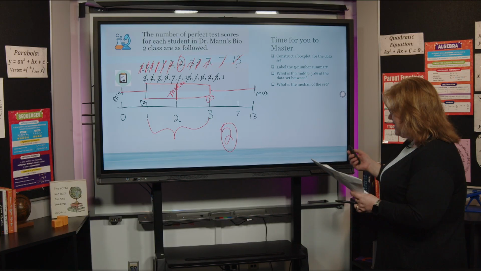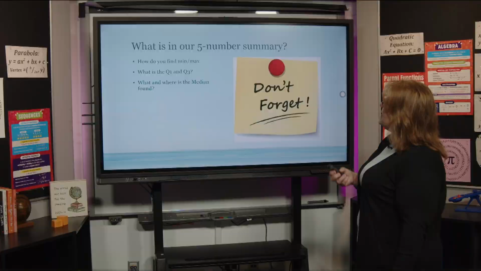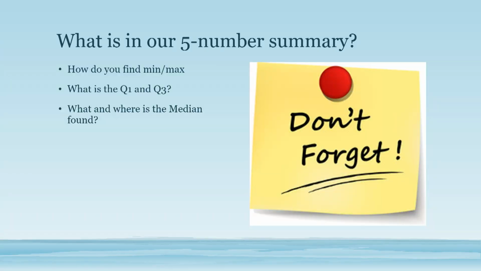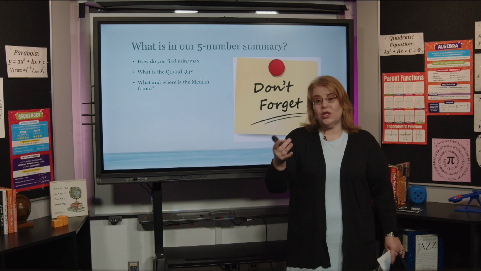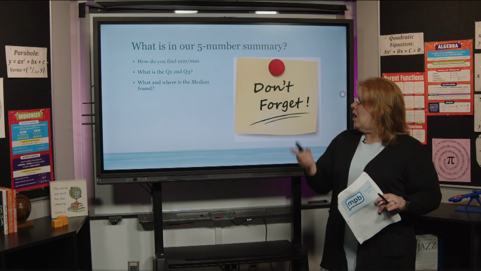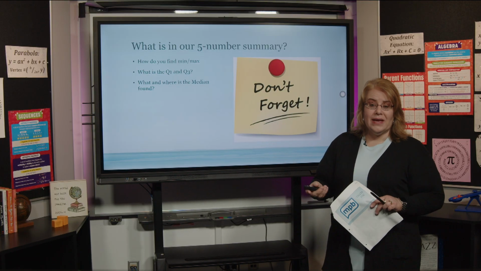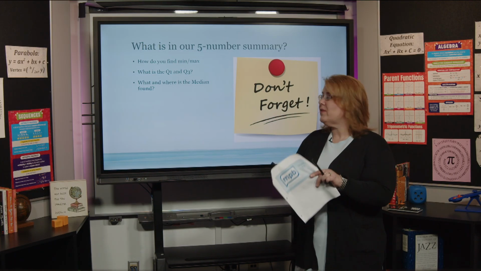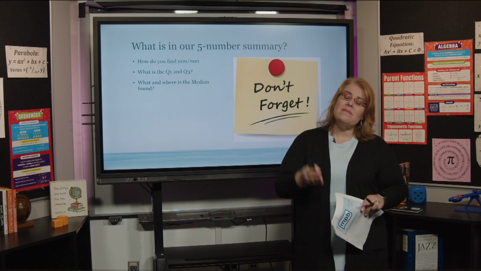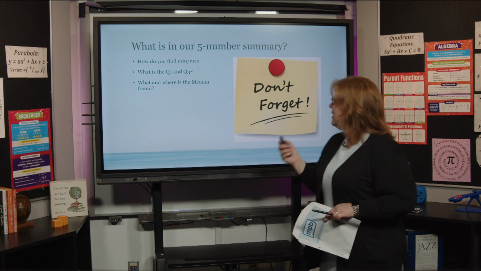All right, so let's see. What is our 5-number summary and how do we find that? How do we find that min and max? What is that Q1 and that Q3? And where is the median and how is it found? So we talked about that 5-number summary: our minimum, our maximum, our Q1, Q3, and our median. We talked about what that Q1 and Q3 is and how we find them. We take the half and we find the middle of it. In the upper half, we take the middle of that. And where that median is, it's the middle of all of the data and how we find that.